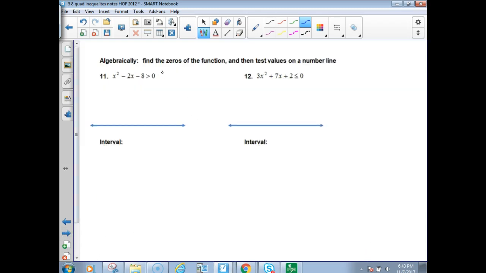Okay, and find the zeros of the function, then test the zeros on the number line. Now I'm going to do it without a graph. I'm just going to do it with factoring.